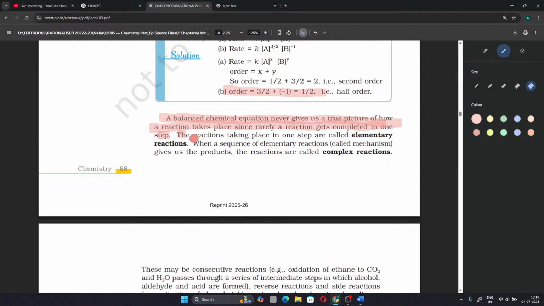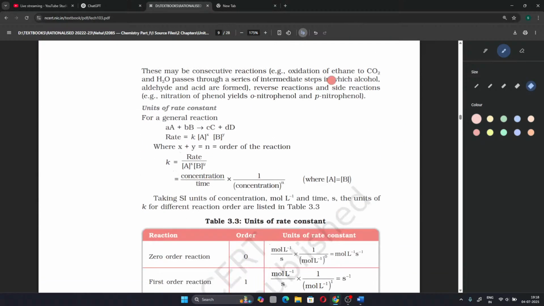So we want the idea of what is going on. For such a reason, we need one step reactions. The reactions taking place in one step are called elementary reactions. Elementary reactions are one step reactions. When a sequence of elementary reactions, called a mechanism, gives us the products, the reactions are called complex reactions. Single step: elementary reaction. Many steps involved: complex reaction. These may be consecutive reactions. Example, oxidation of ethane to carbon dioxide and H2O passes through a series of intermediate steps in which alcohol, aldehyde and acid are found.